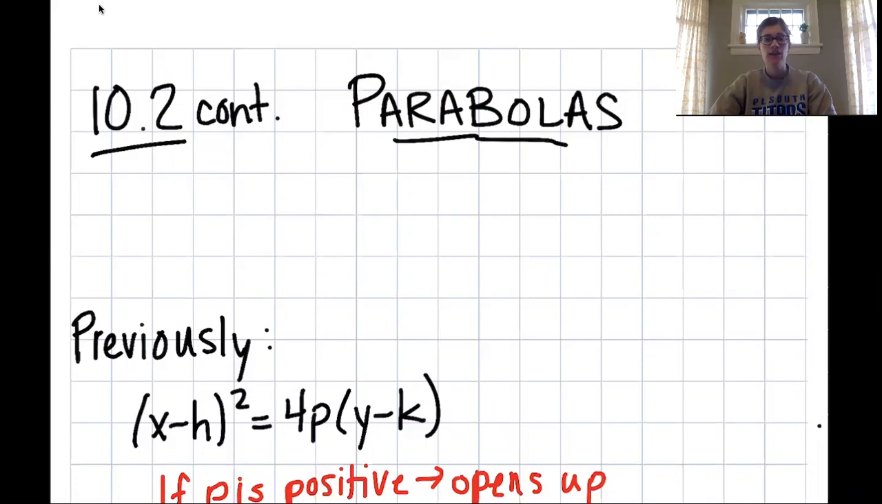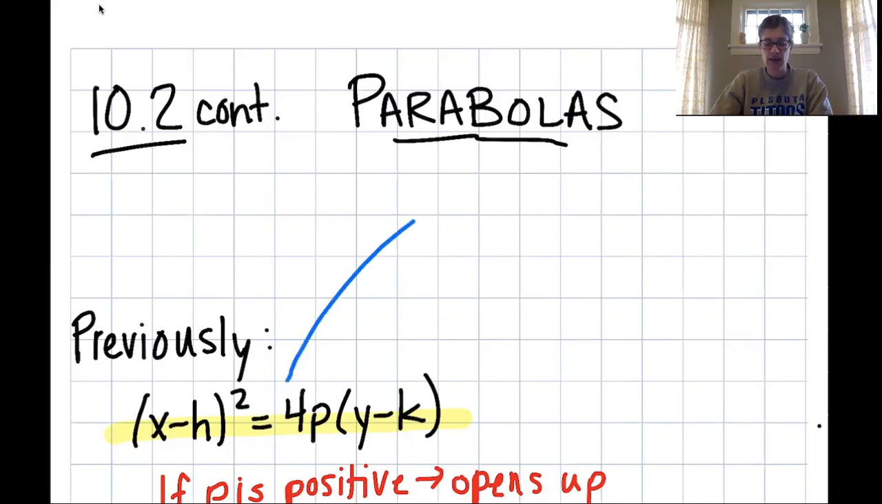We're going to continue talking about parabolas, which is a topic that Mrs. Hillman introduced you to. You should be familiar already with this equation, (x minus h) squared equals 4p times (y minus k). And I just want to point out that this is actually very similar to an equation for a parabola that you have seen before, as far back, I think, really as Algebra 1, but definitely in Algebra 2.